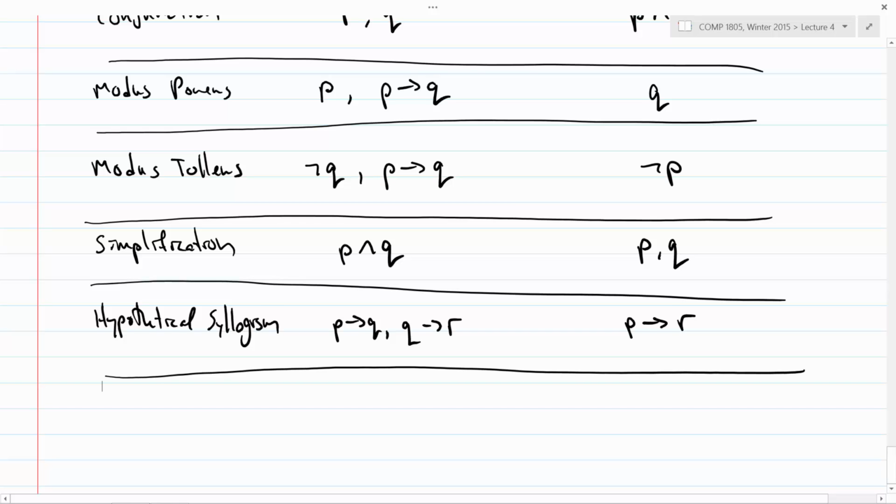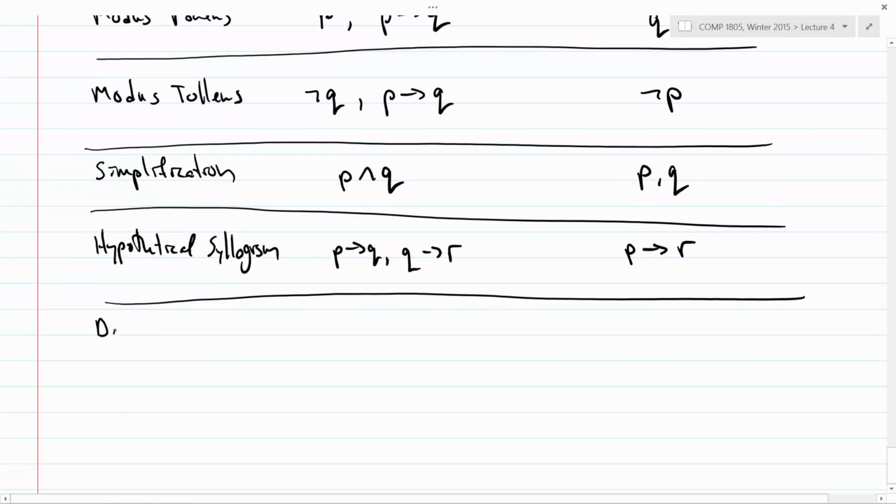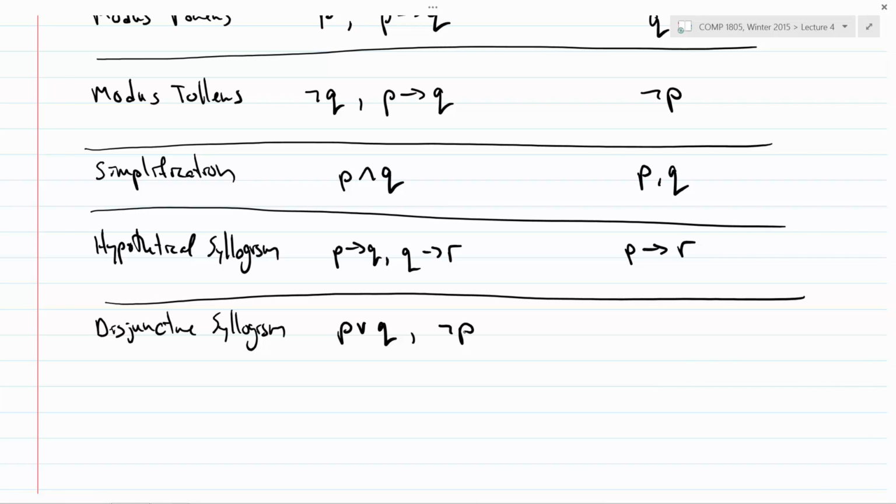All right, we also have something called disjunctive syllogism. And it says if you're given P or Q and you're given not P, well, that disjunction is true, but P isn't. And the only way that can happen is if Q is. There's no other way for that disjunction to be true. They can't both be false or the disjunction would be false.